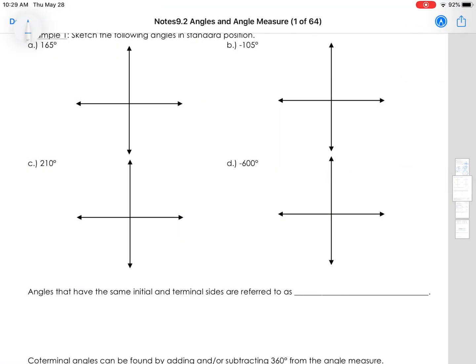All right, so first set of examples before we go back to the thing called the unit circle, we're going to go over practicing sketching in standard form. So remember, you always need a vertex and your initial side, which is always the positive x-axis. So no matter what, that will be consistent for all of these.